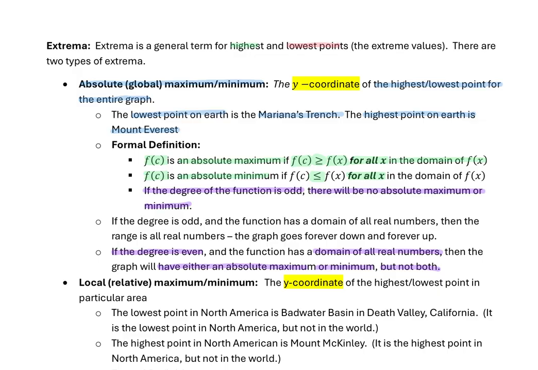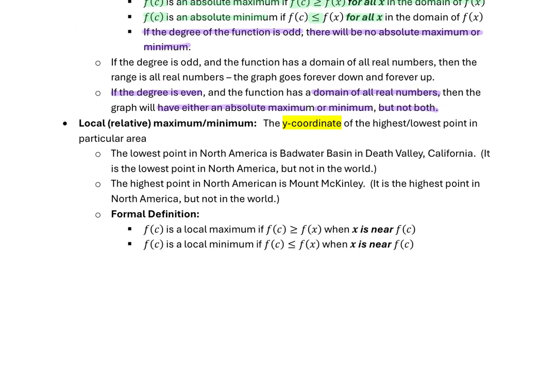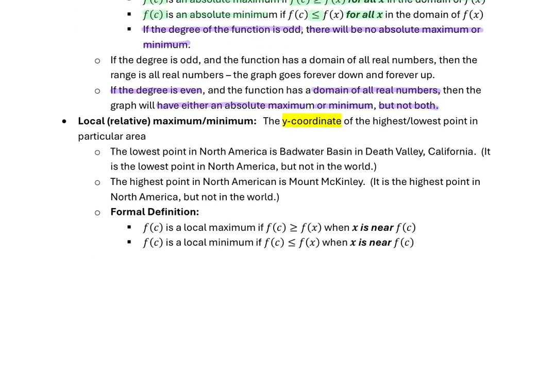The second type that we have is something called local or relative extrema. And the difference here is that a local or relative maximum or minimum is the y-coordinate of the highest or lowest point in a particular area. So for instance, if we talk about this from our Earth perspective, the lowest point in North America is Badwater Basin in Death Valley, California. It is the lowest point in North America, but not in the world.